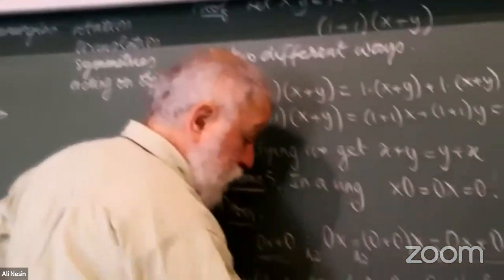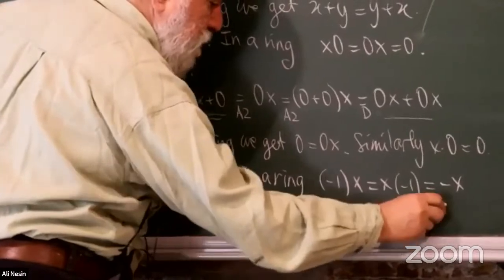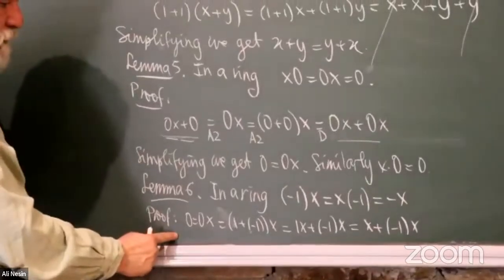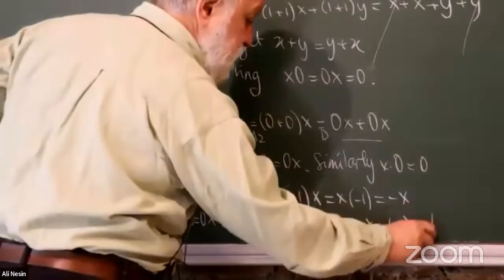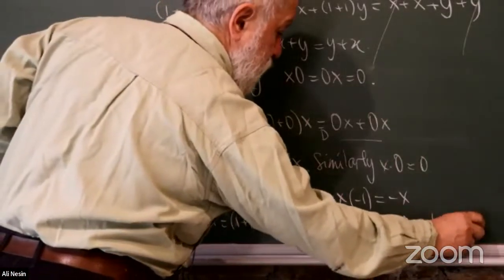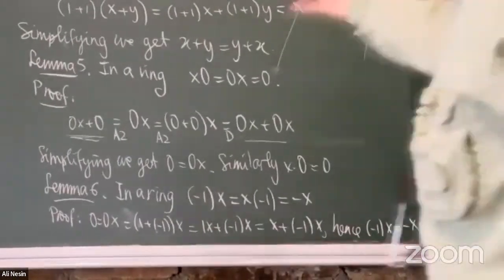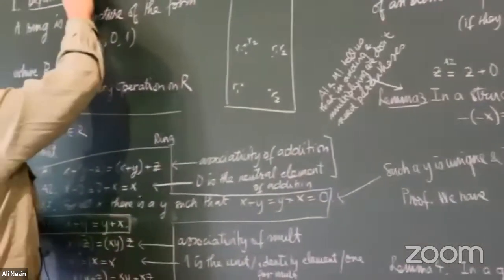Now by the distributive law, 1 times x plus minus 1 times x, and this is x plus minus 1 times x. So when you add these, we get 0. Therefore, this is the inverse of x. Hence, minus 1 times x is equal to minus x. What else? These are the basic properties. Definition and basic properties.